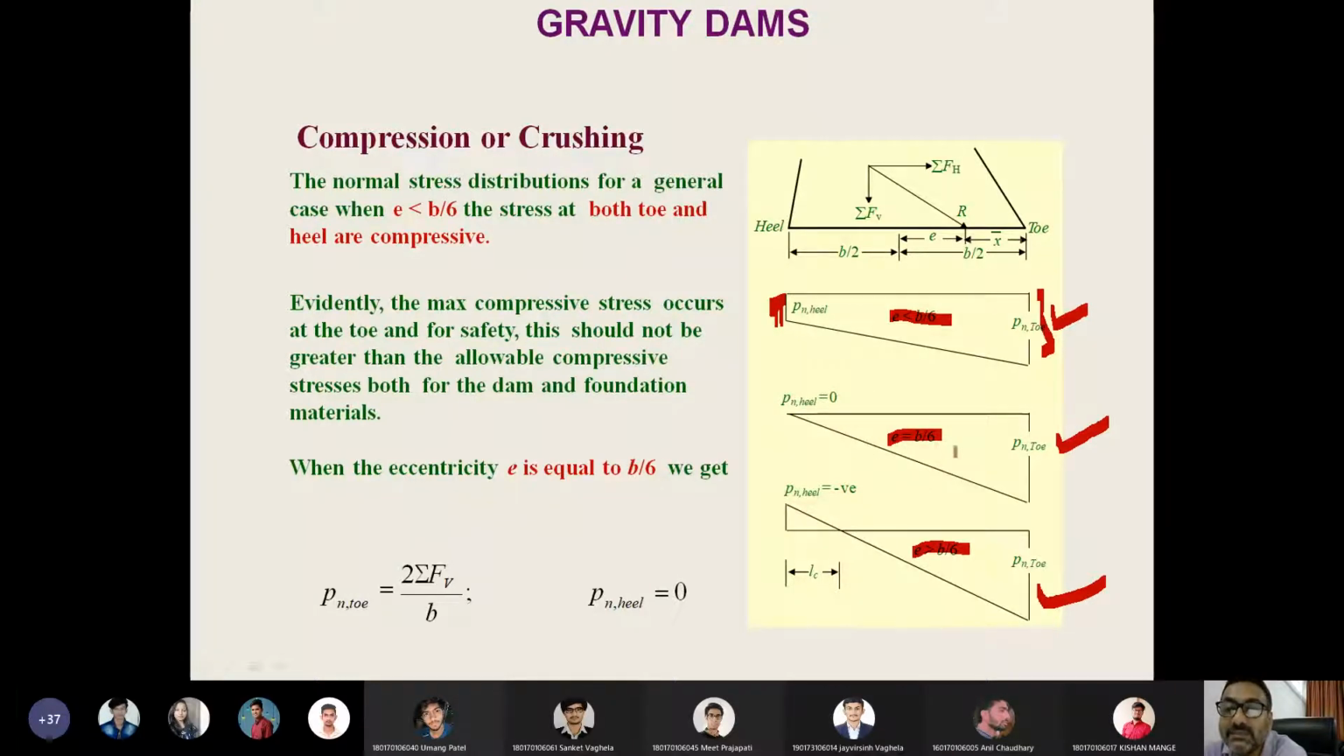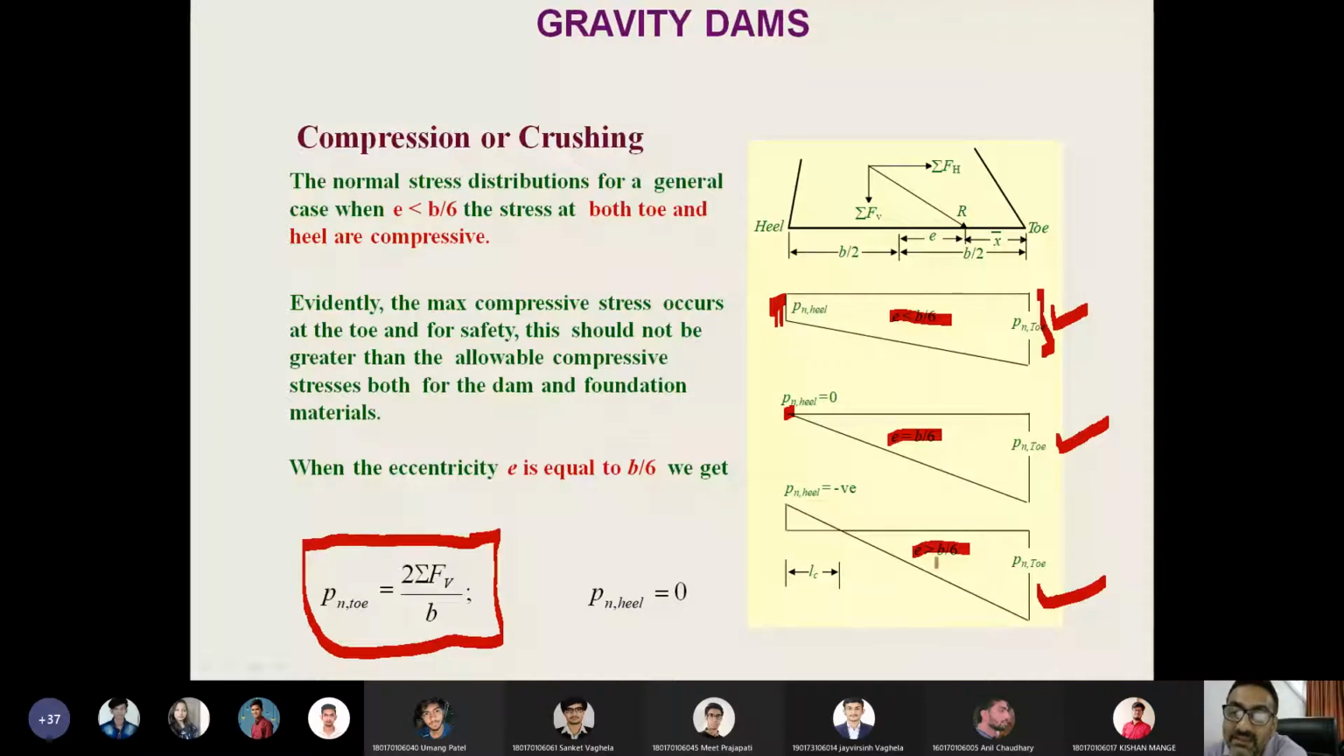But when e becomes B by 6, then here, if you look at it, the stress becomes 0. PN becomes 0 at the heel. So this is the calculation, and at the toe it becomes twice the sigma FV by B. So this is the condition.